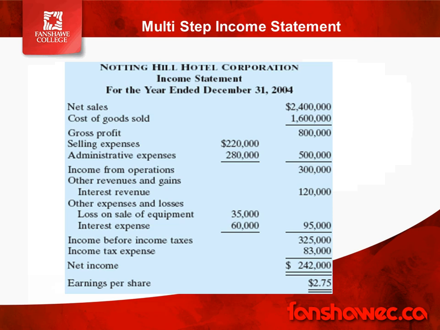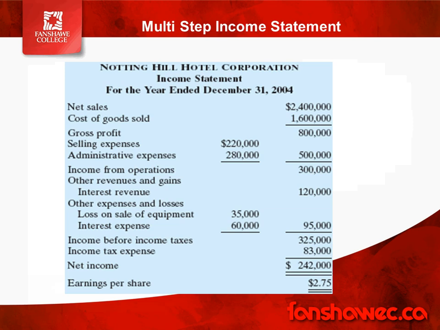Okay. And then you could have taken that 420 and you could have subtracted the 95,000 and that would have still gotten you to 325. So again, it's just presentation. How do you want to see it? But at the end of the day, Notting Hill Hotel Corporation had income before income taxes of $325,000.